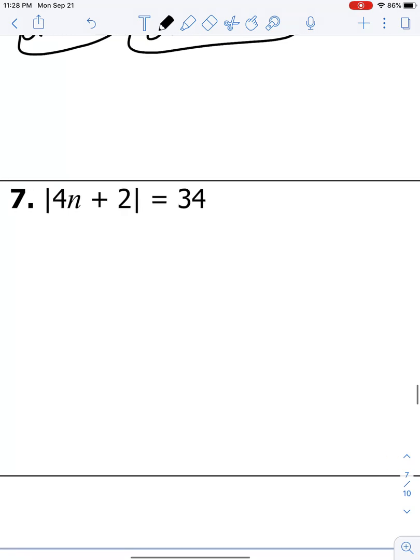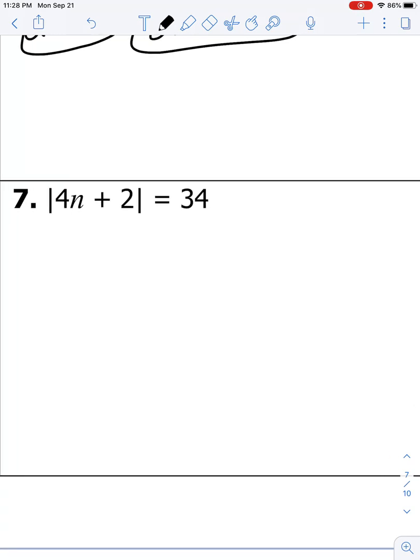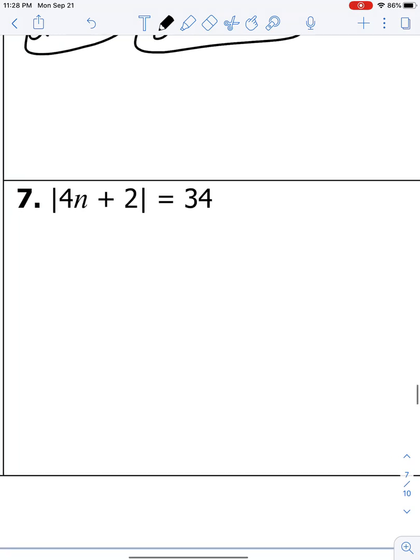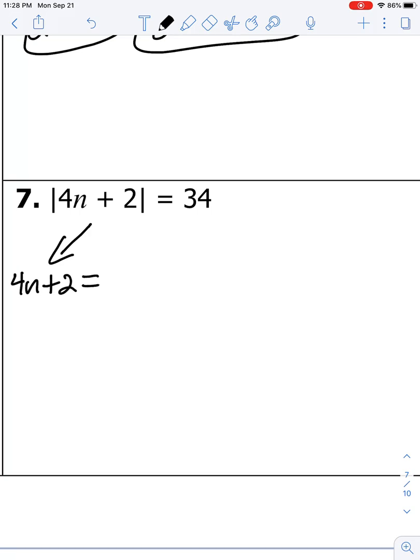Number 7, getting a little bit more difficult, but not a lot. So once again, these all work the same way. So take what's on the inside, write it down, set it equal to what's on the other side. Then take what's on the inside again, write it down, and set it equal to the negative of what's on the other side. And now you've got both equations, and now you solve.